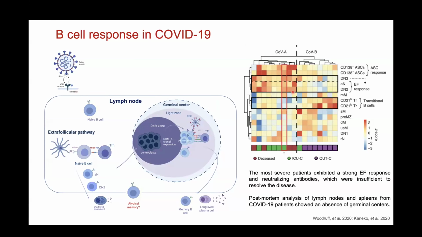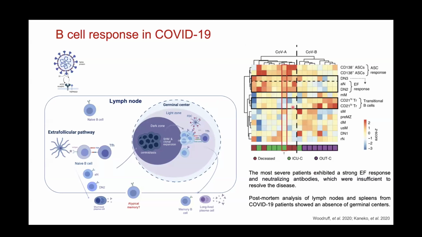But what happens in severe cases of COVID-19? Well, some studies focused on the B cell response have observed that when comparing severe versus non-severe cases, patients with severe disease exhibited a strong extrafollicular response and neutralizing antibodies, which were insufficient to resolve the disease. Also, another study reported that postmortem analysis of lymph nodes and spleens from COVID-19 patients showed an absence of germinal centers. So this study aligns pretty well with the other.